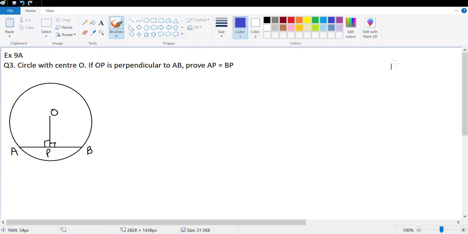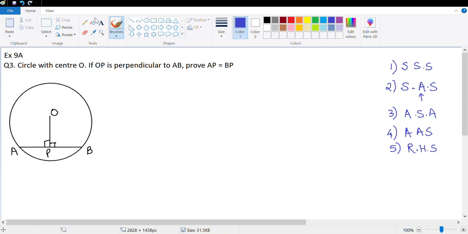The first one is side, side, side, where all three sides are equal to the corresponding three sides of the second triangle. The second one is side, angle, side, where two sides and the included angle are equal. Point number 3 is angle, side, angle test, which means two angles and the included side are equal. Test number 4 is angle, angle, side: two angles and the corresponding side are equal. And test number 5, right angle, hypotenuse, side. So these are the 5 tests of congruency.